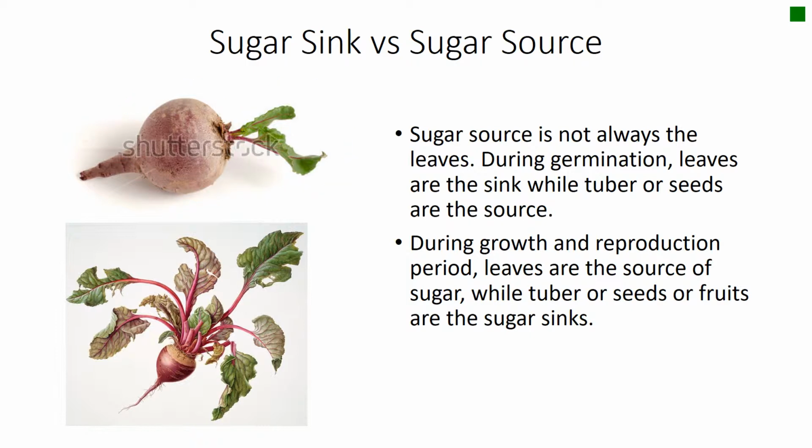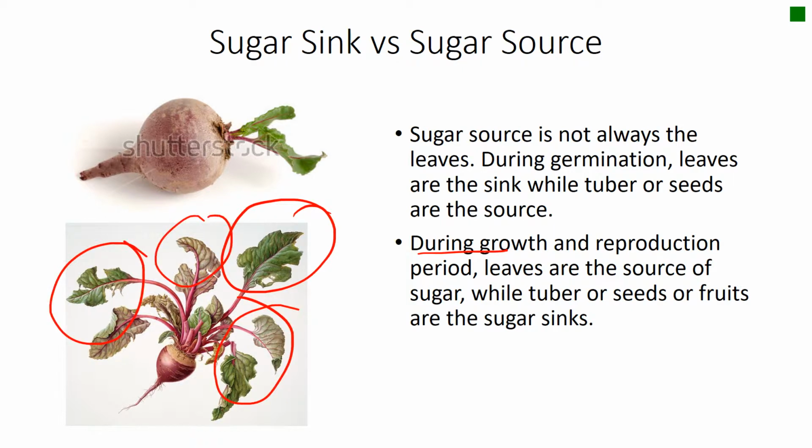However, in other conditions, during growth and reproduction, the leaves are the source of sugar. For example, in this case the leaves are quite a lot and they can now do photosynthesis very, very well. During reproduction and growth, they start to produce sugar that can be stored in the storage organ, in this case again the beetroot. So the condition is now reversed. The leaves are now the sugar source and the tuber is now the sugar sink.